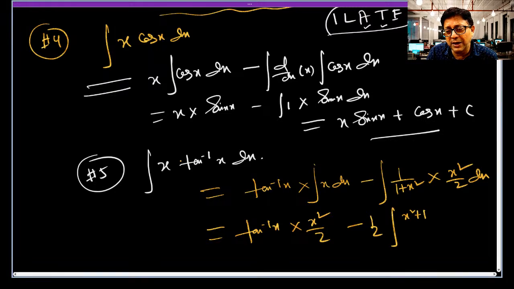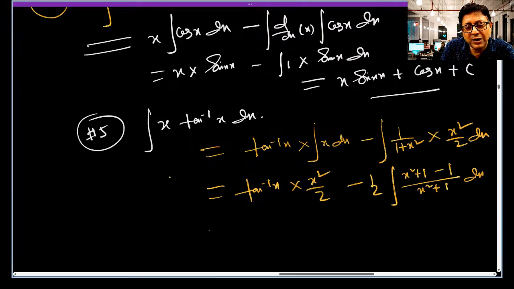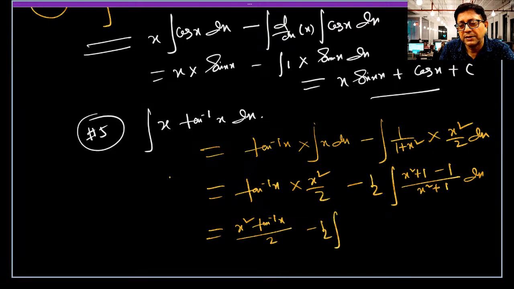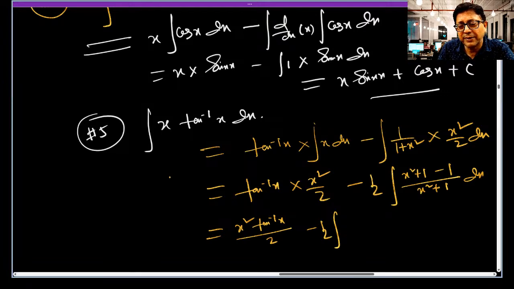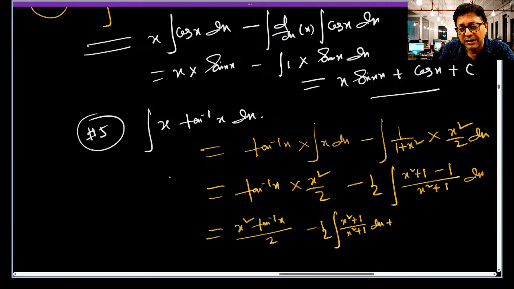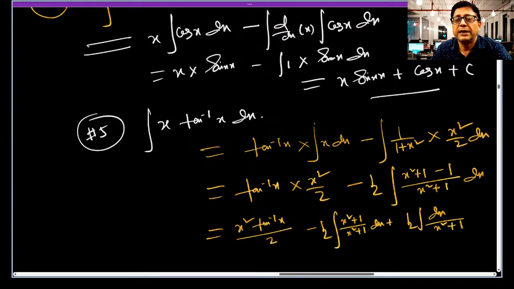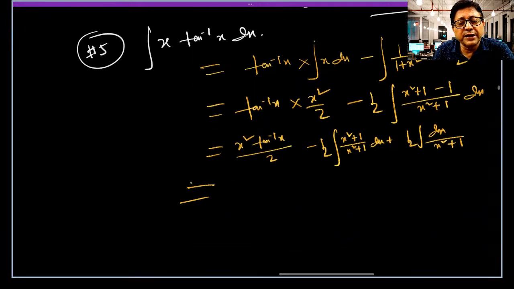So this will be, numerator, you write x square plus 1 minus 1 by x square plus 1 dx. Clear? So what you will do here, x square tan inverse x by 2 minus half, separate x square plus 1 by x square plus 1, half into dx by x square plus 1.